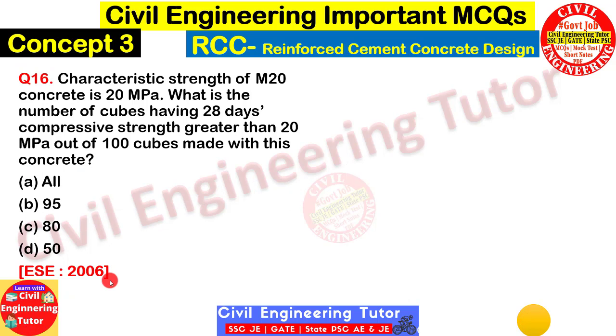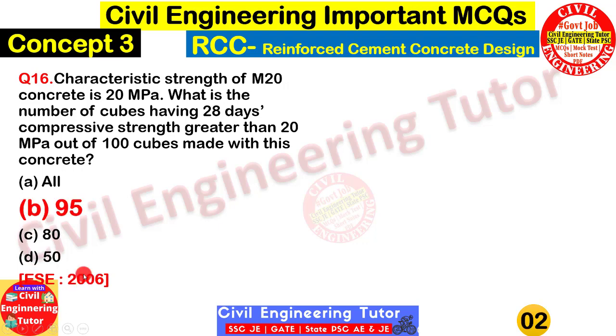Now moving towards question number 16. So here the question is the same concept, but they have asked it in a different way. The characteristic strength of M20 concrete is 20 megapascal. What is the number of cubes having 28 days compressive strength greater than 20 megapascal out of 100 cubes made with this? So they have asked greater than, that means how many samples are passing? So 95% of samples will pass. So 95 samples have strength greater than the characteristic strength and 5 samples have strength less than that. As it is asked greater than 20 megapascal, it will be obviously 95. This question was asked in Engineering Services 2006. So the correct answer will be 95.